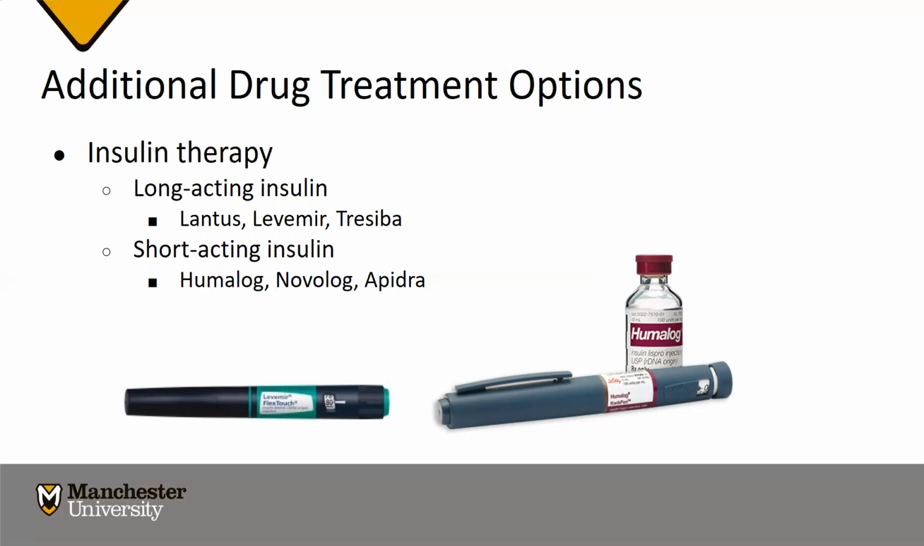Your short-acting is something someone's going to inject before a meal. So if you're about to have a meal, you can check your sugar, see what it looks like, and you can give yourself a dose of some short-acting insulin to help balance your blood glucose. That's stuff like Humalog and Novolog, which are some of those short-acting agents that can be used.